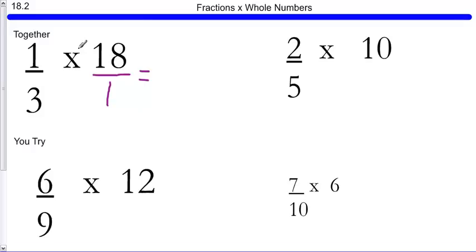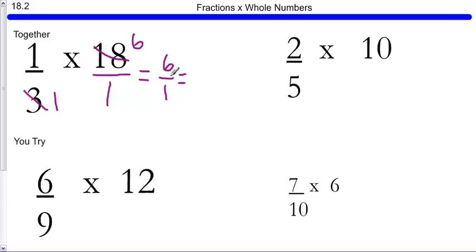1 plus 8 is 9. 9 is divisible by 3, so therefore 18 is divisible by 3. So I can simplify the 3 and the 18. I'm going to divide them both by 3. So 3 divided by 3 is 1. 18 divided by 3 is 6. Then I multiply across. 6 times 1 is 6. 1 times 1 is 1.